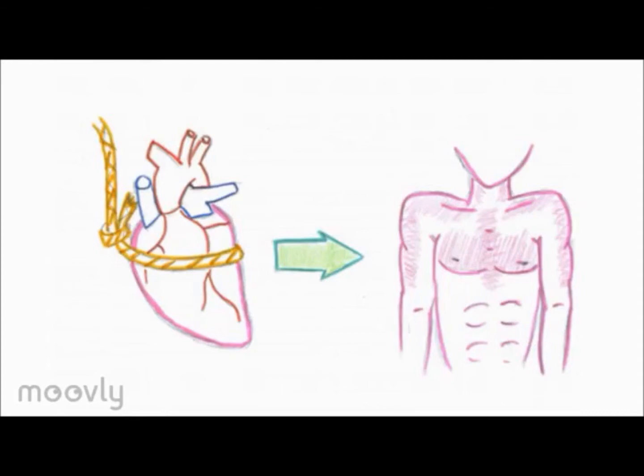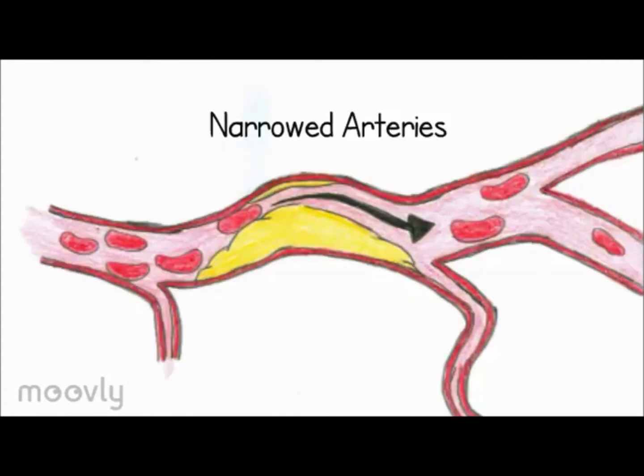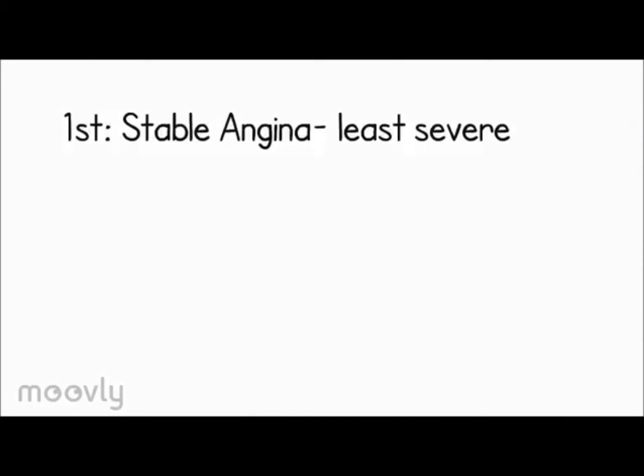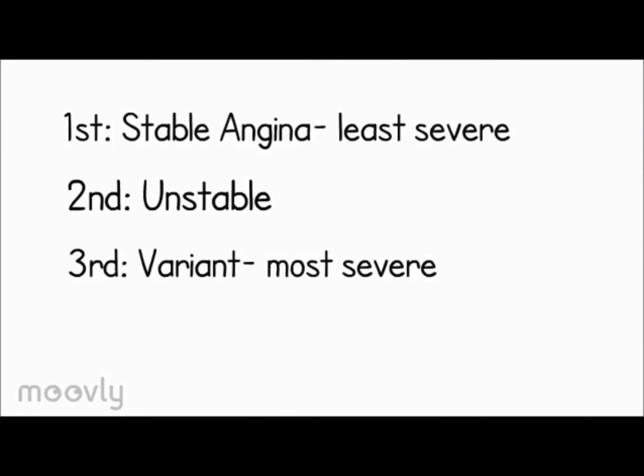Angina is the most common symptom of coronary artery disease. It is commonly described as chest pain and is caused when the heart muscle does not receive oxygen for a brief moment. This happens when the coronary arteries to the heart muscle are narrowed or blocked from plaque buildup. However, there are three types of angina: stable, unstable, and variant.